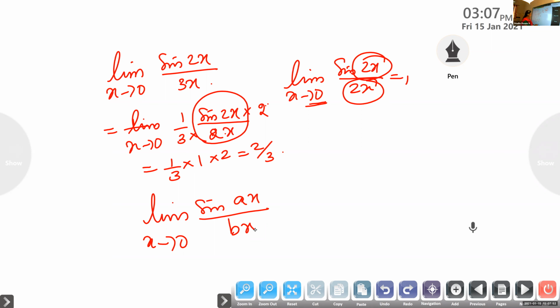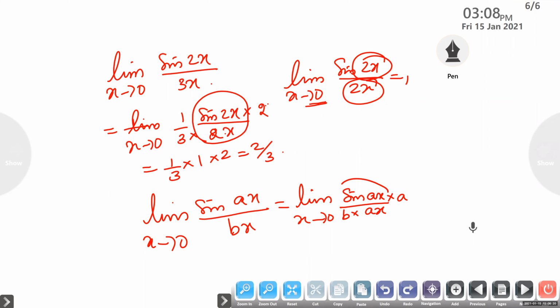What will you do? Can you explain the steps, Atul? How will you solve this? Sin ax by bx. Take 1 by b outside. Then we'll multiply and divide by a. B, you separate it. So you'll get it in the form ax by x.